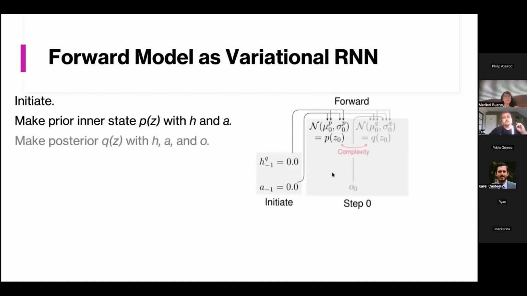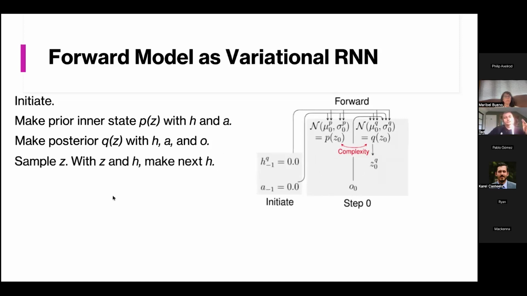And then we are also going to have an observation, O, here. And so we're going to make a posterior inner state, Q, using not only the hidden state and the previous action, but also an observation. And we're going to use that information to make a probability distribution, the posterior probability distribution here, which gets just this much more information. And so comparing these with Kullback-Leibler divergence, we can see how much that observation has completely changed our worldview at the time.